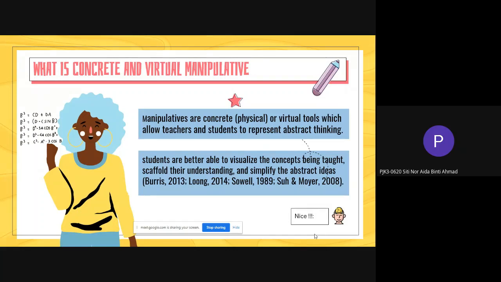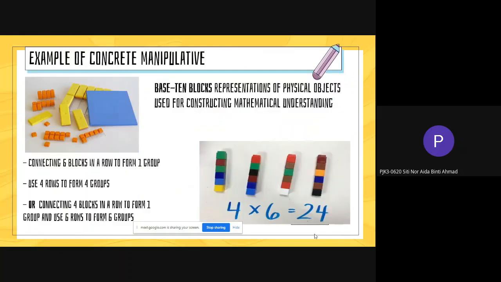Concrete, physical or visual tools which allow teachers and students to represent abstract concepts, to scale understanding and simplify. So we can create a visual manipulative. For example, an example of a concrete manipulative.